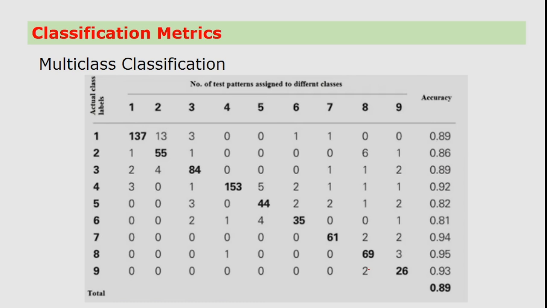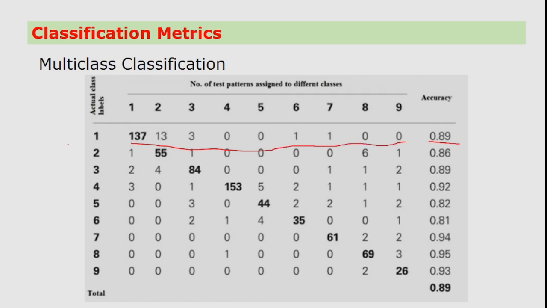So in a multi-class classification example, if you see, the diagonal entries are correctly predicted, the true positives, but these are false negatives and false positives. See here, the accuracy comes to 0.89, it is 137 divided by the total of the row values.